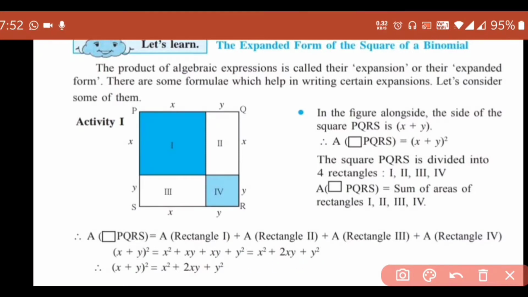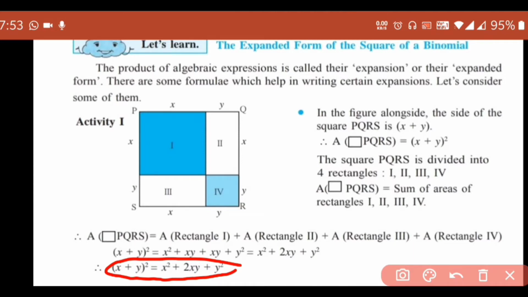In this way we can get the expansion of this x plus y whole square. The x plus y algebraic expression can be expanded. Its square can be written as x square plus 2xy plus y square. Now let us see after multiplying what we will get. Here we have applied the formulas and we have got the answer as x plus y whole square is equal to x square plus 2xy plus y square.